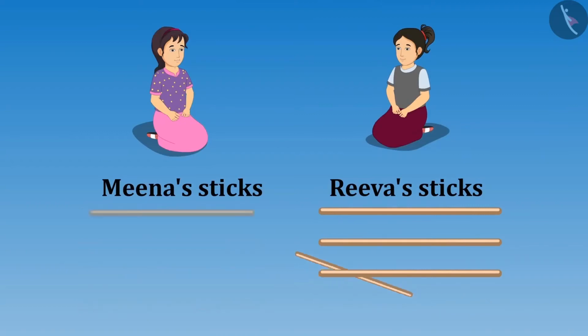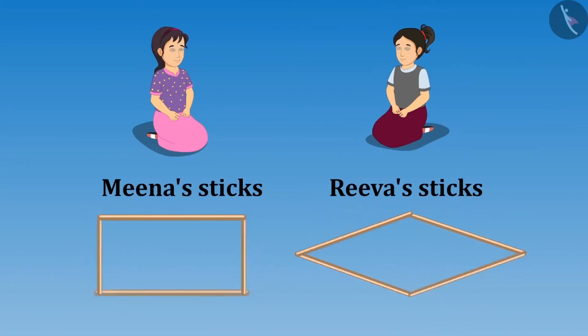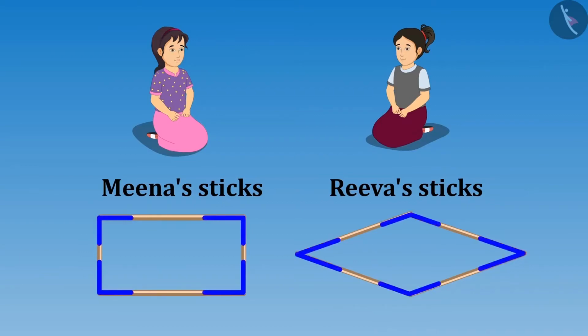Then Meena and Riva formed figures with their sticks and showed it to each other. Did you see, Riva? There are 4 corners in our figures and these 4 angles are formed in 4 different corners. Still both have different shapes. Oh yes! But why is it so, sister? Because the angles in both figures are different. Just look here, the angles in your figure are like this and the angles in my figure are like this. Because of different angles, the shape of figures are also different.